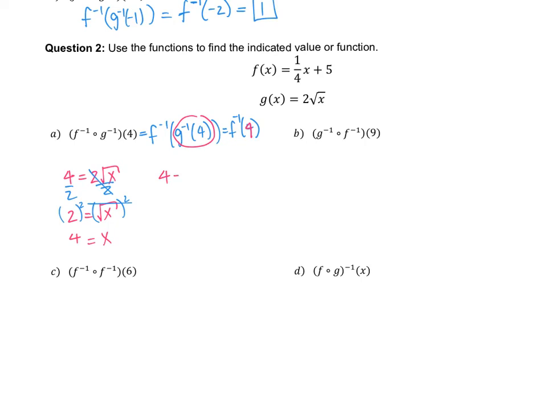So this will be 4 equals 1/4 x plus 5. And we're going to solve for this x. So I have to move this 5 over. And so if I subtract 5, this would give me 1 equals negative 1/4 x. To get rid of a fraction, you can multiply both sides by its reciprocal. So in this case, I'm going to multiply 4 to each side.